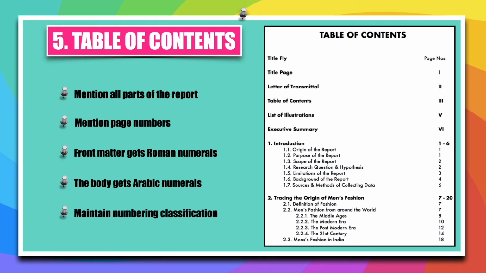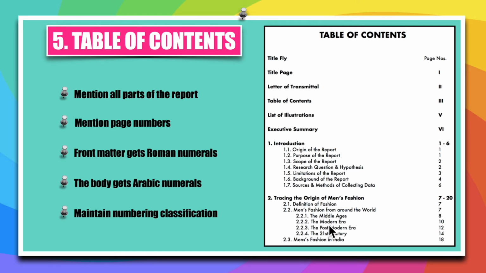Maintain the numbering classification. For example, if the first chapter is number 1, then the subsections in the first chapter should be 1.1, 1.2, 1.3. In case you have subsections, for example, here in chapter 2, under 2.2, there are 4 more subsections. Now the numbering starts with 2.2.1, 2.2.2.